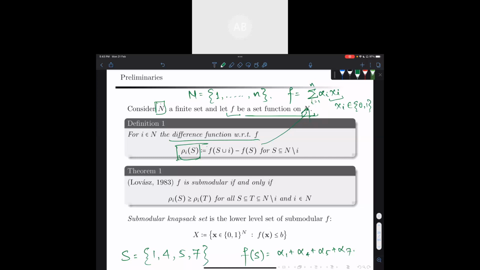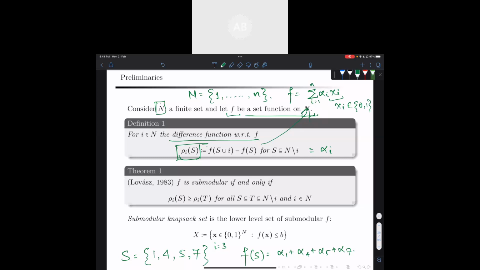So what is f of S union I here? So let's say I was 3, right? So S union I will be just 1, 3, 4, 5, 7. And f of S union I will be alpha 1 plus alpha 3 plus alpha 4 plus alpha 5 plus alpha 7 minus f of S. So what is remaining there? Just alpha 3, right? So rho I of S in this case will be alpha I.